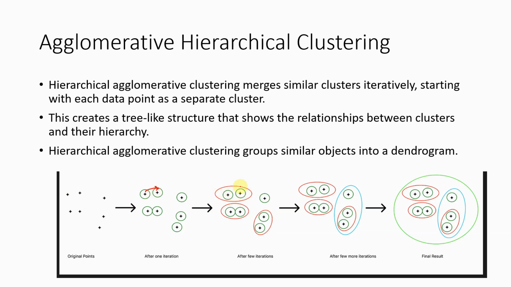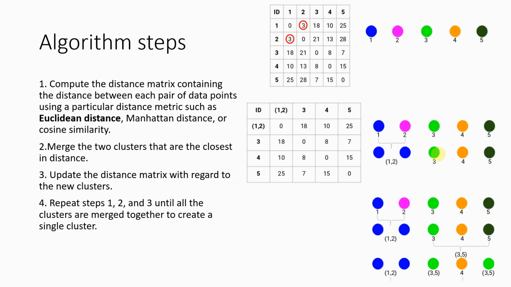Like that, it will be repeated and finally it will create a tree-like structure that shows the relationship between the clusters and the hierarchy. The diagrammatic representation of this tree structure is known as a dendrogram. These are the algorithm steps. Based on the input data points, first we compute the distance matrix. The distance matrix will be computed by using metrics such as Euclidean distance, Manhattan distance or cosine similarity. And from the distance matrix, the smallest distance will be identified.